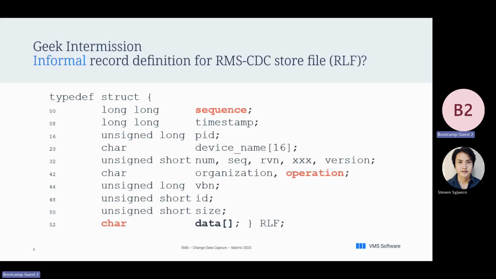We'll go into the steps. More geek stuff. You wanted to know this. What do we write to the data file? So this is the official definition for the data file. The change log file is formatted to look nicer than this, but basically we have a 64-bit sequence number, a 64-bit timestamp, a process ID, a device name, and a file ID.